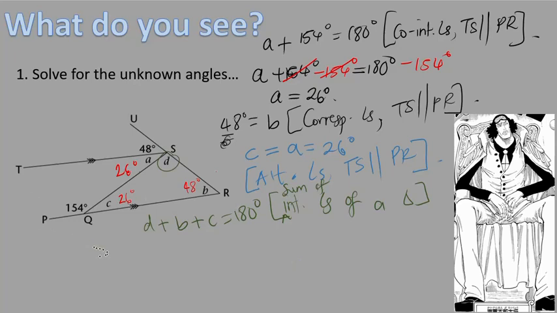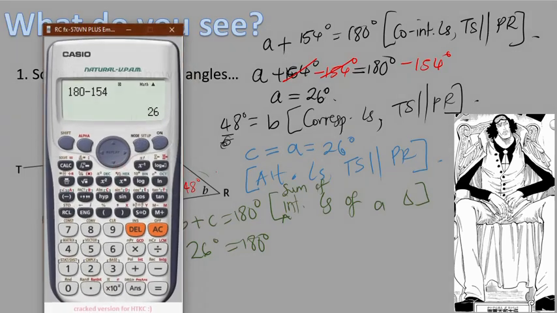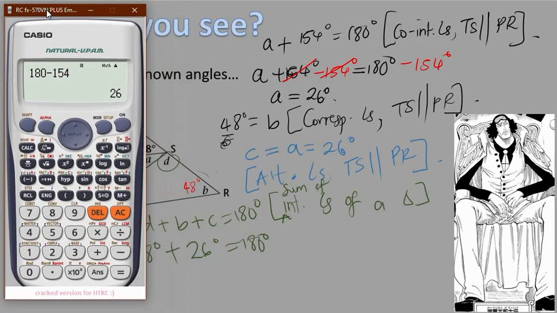Do I have D? No. So I put D. Plus, do I have B? Yes. B is 48 degrees. So I put 48 degrees there. Plus, do I have C? Yes. C is 26 degrees. So I put 26 degrees here. That is equal to 180 degrees. Now I add these two things. I know you can add them without a calculator, but why take the risk when you can just use a calculator? Right?